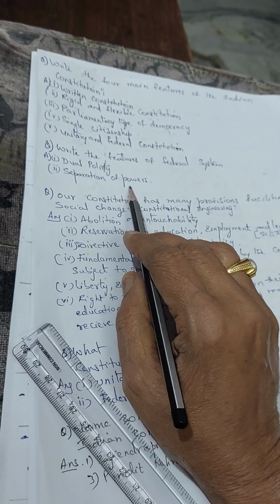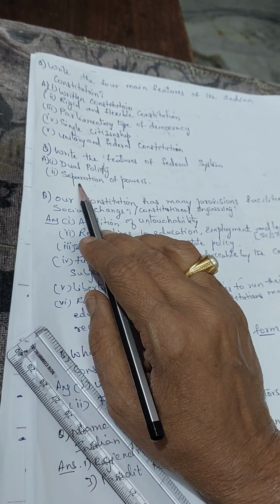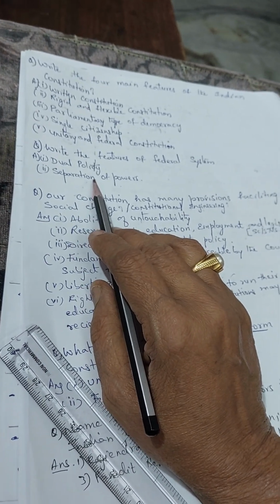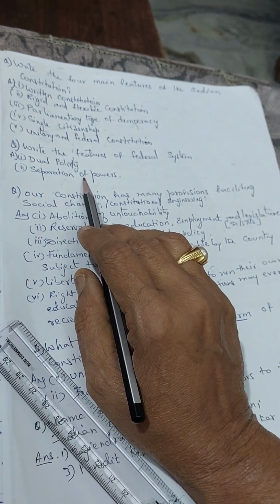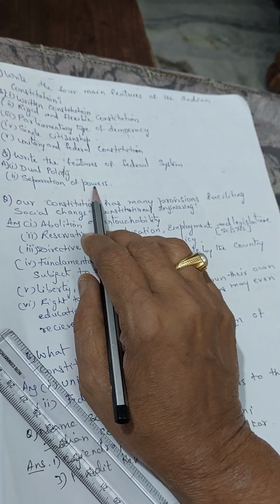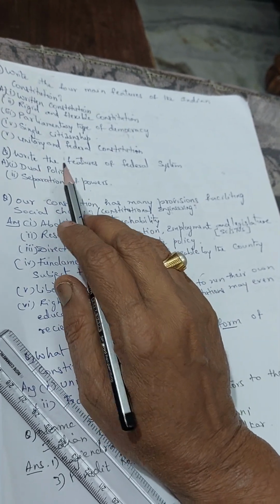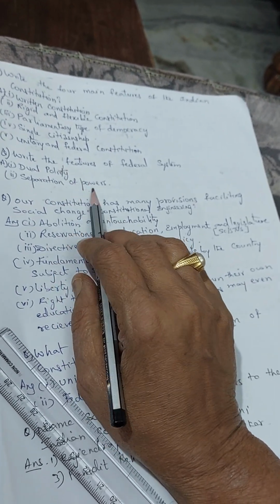Next is separation of powers. Each one is assigned their own subjects on which they have sovereign powers to take any decision. That is, powers were separated between the center and the state.